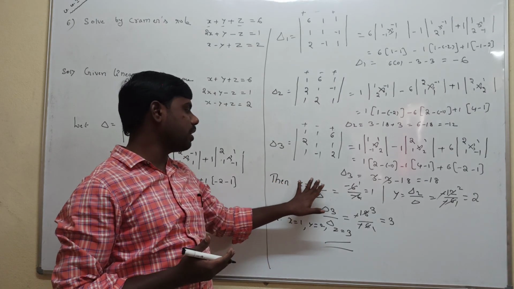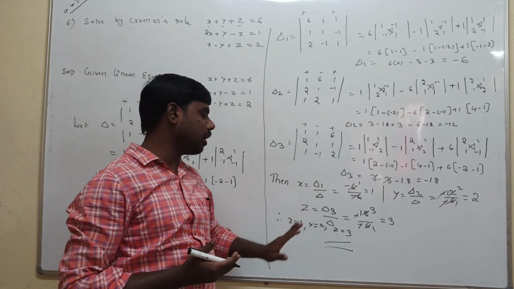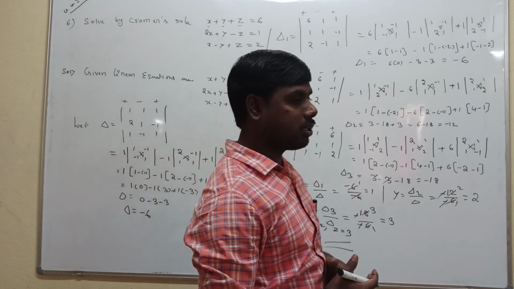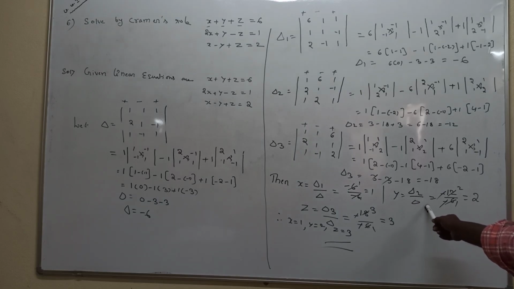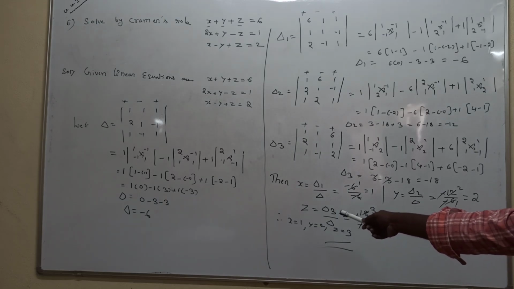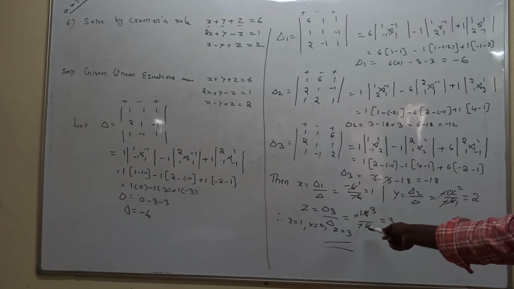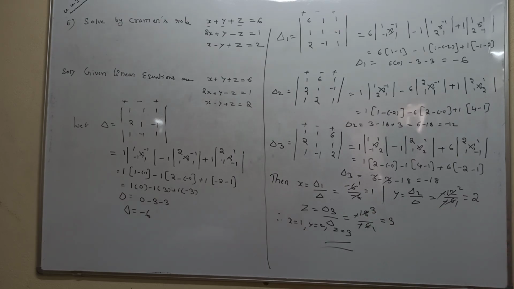What is the x condition? Delta 1 by delta. Substitute the values, and you get x value 1. Next, y is equal to delta 2 by delta. Substitute the values, y value you got is 2. Next, z is equal to delta 3 by delta. Substitute the values. Finally we got the z value. This is the process to find the x, y, z values.